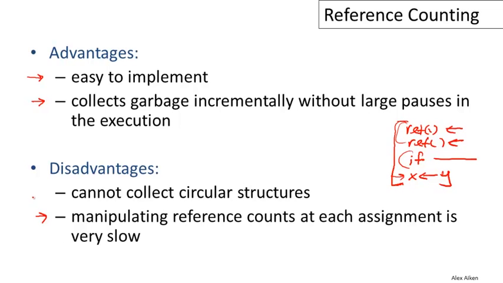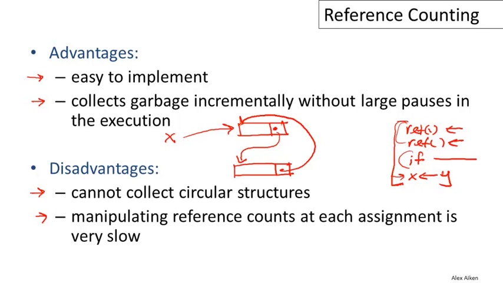The other problem with reference counting is that it cannot directly collect circular structures. So to see this, let's draw a little heap with a circular structure. Let's say we have a local variable x, and it points to some object in the heap. And that object has a pointer to another object. All right, and that second object then has a pointer back to the first object.